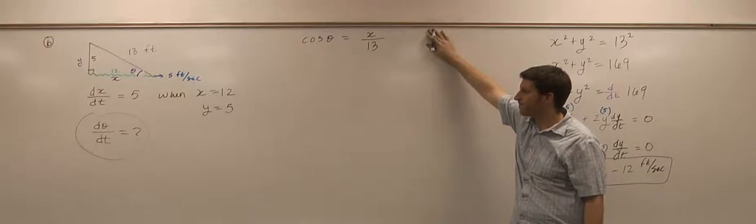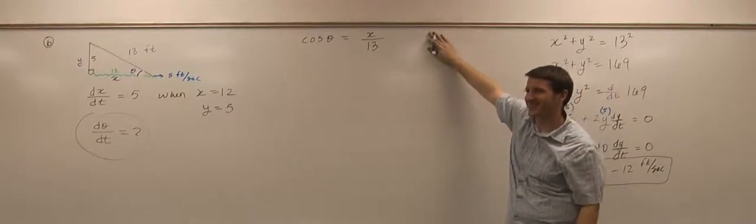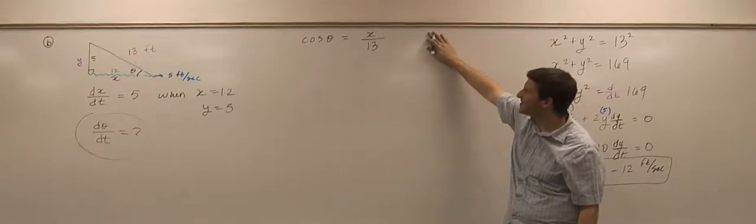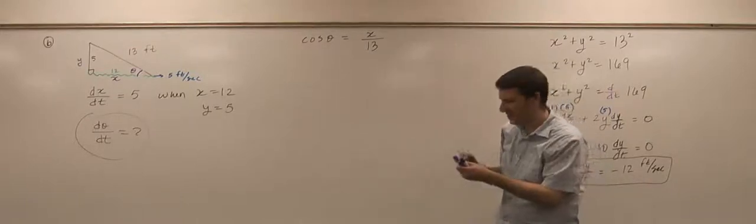I wrote y on mine. Oh, you put y the horizontal distance? I was just thinking about like a x, y plane. Sounds good. Easy. You derive both sides. Yeah, so now you have to do the derivative of both sides with respect to t.